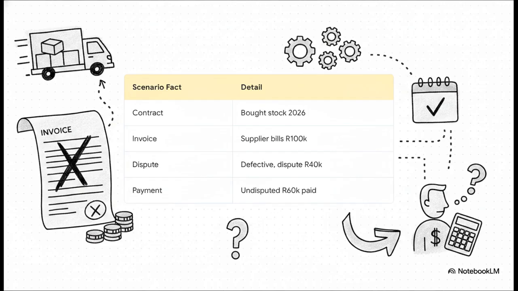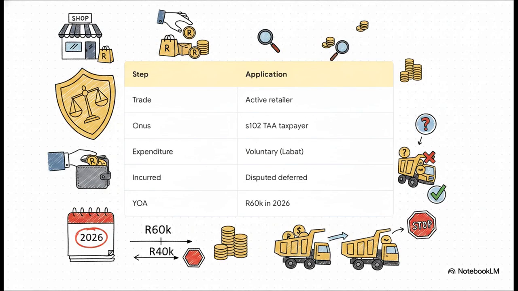Let's apply our framework step by step. Let's put that exam technique into action. First up, trade. The taxpayer is an active retailer satisfying Section 1.1 and the wide interpretation from Burgess. Second, onus. You simply state Section 102 of the TAA. Third, expenditure. The purchase of stock is a voluntary disbursement which satisfies Lobit.